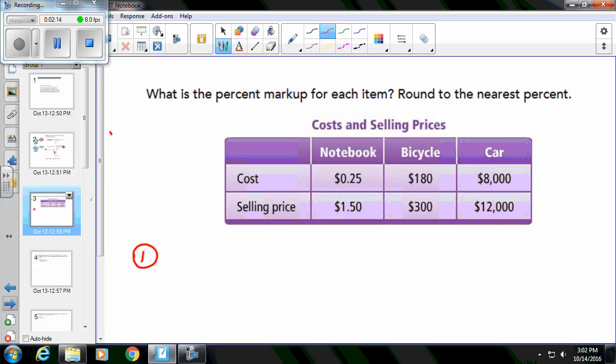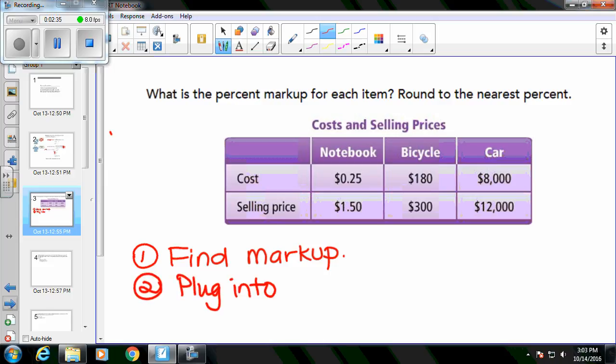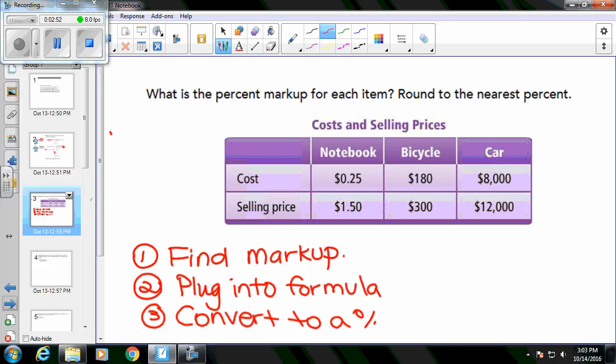First step, find the markup. And remember, the markup is the selling price minus the cost. Then I plug it into the formula. And the formula we're using is percent markup equals markup over cost. And then the last thing I do is convert to a percent. So I hope you wrote these up off to the side where you're going to have more room.